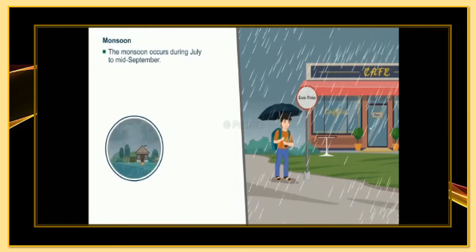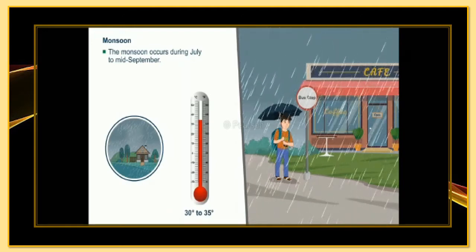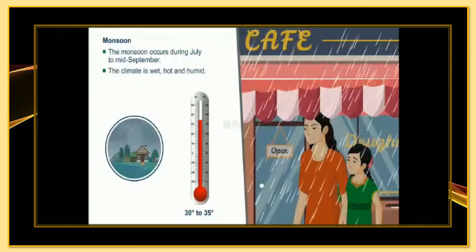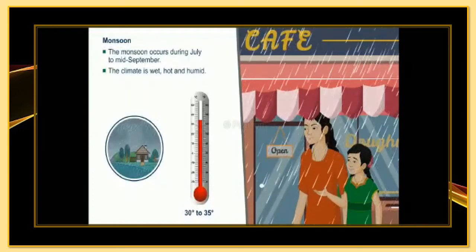The monsoon rains come during July to mid-September. During this time, the average temperature is 30 degrees to 35 degrees. The climate is wet, hot, and humid. So people prefer light cotton materials to wear in this season. The monsoon season brings relief from the scorching summer.